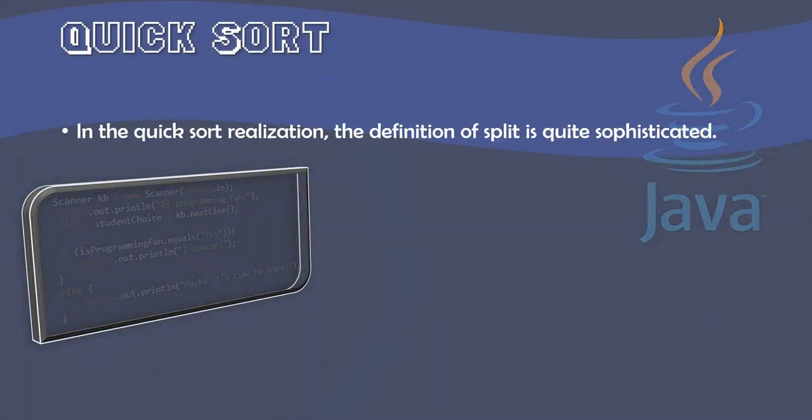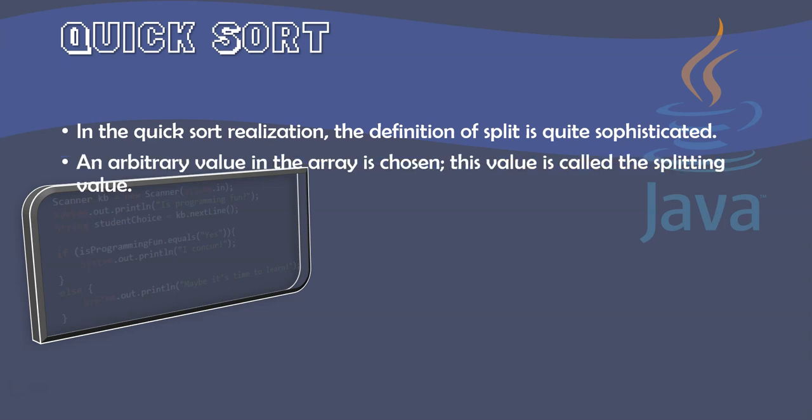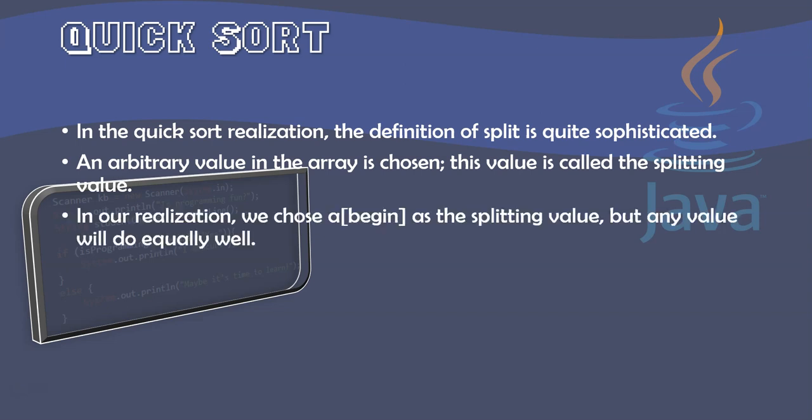So with quicksort, one of the things we take a look at with our definitions of how this algorithm works is that we have our split definition much more sophisticated, whereas before it was our join when we looked at merge sort. Now, how this works is that we have an arbitrary value in the array, which is chosen, and this value is what we call our splitting value. In a realization that we actually look at with our code, we'll choose the first element as our splitting value, but really any value in that array will work just as well.